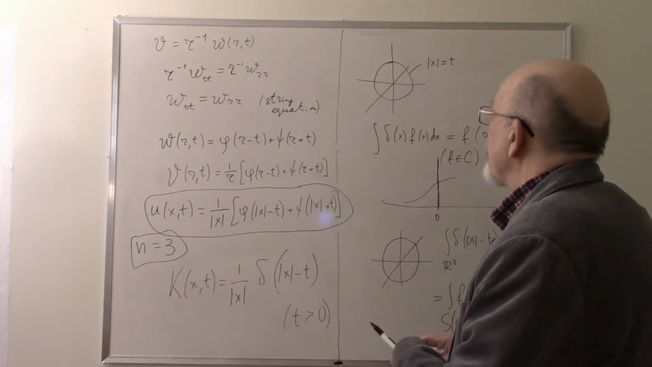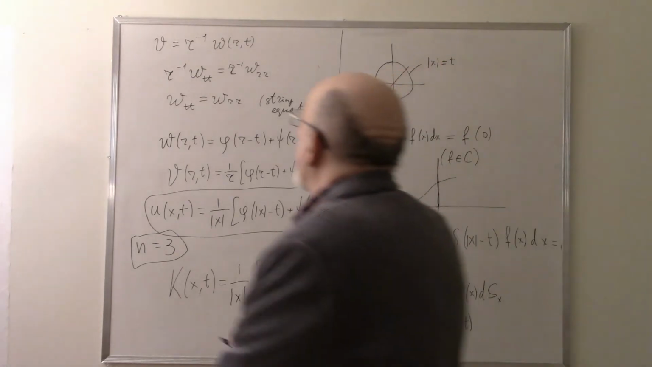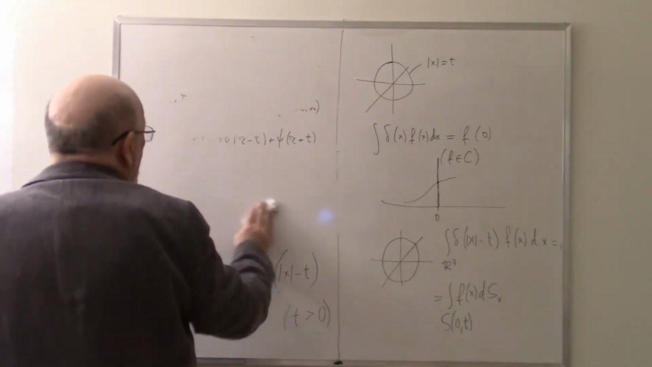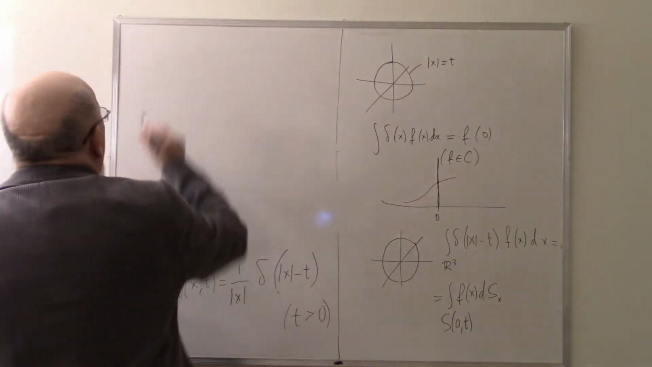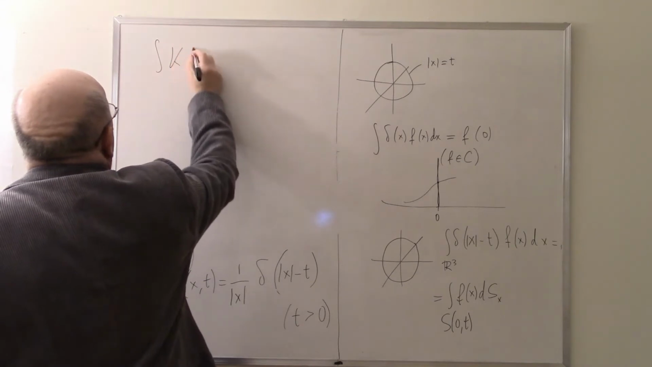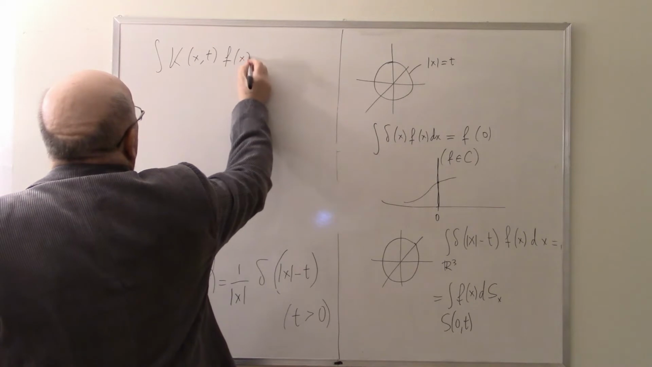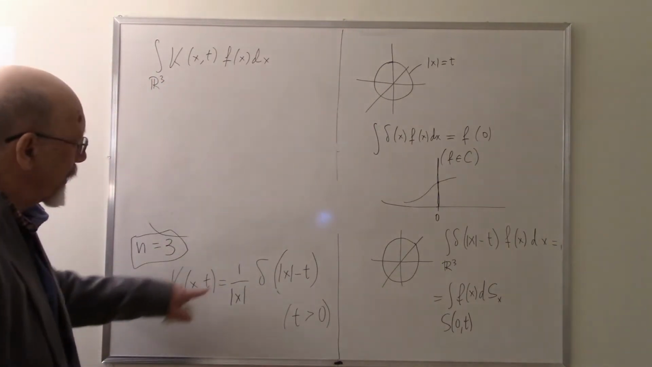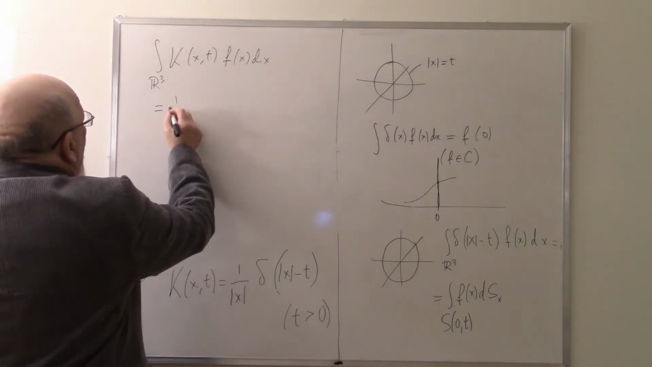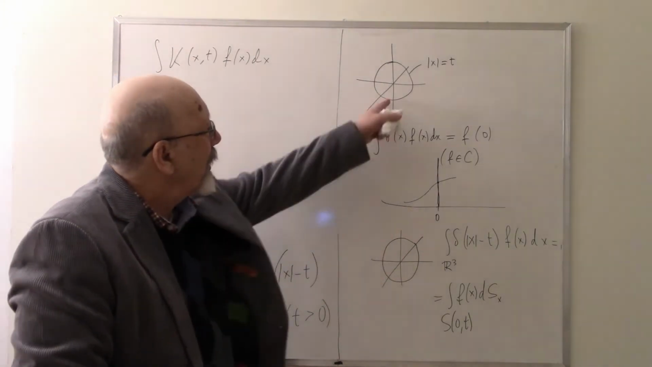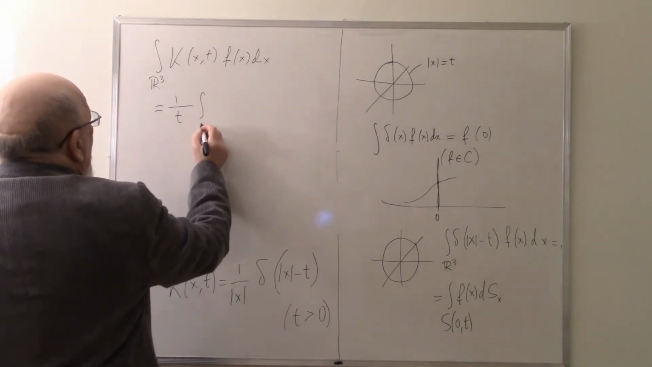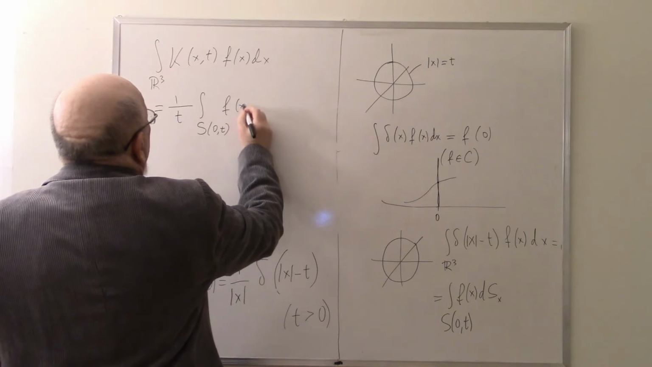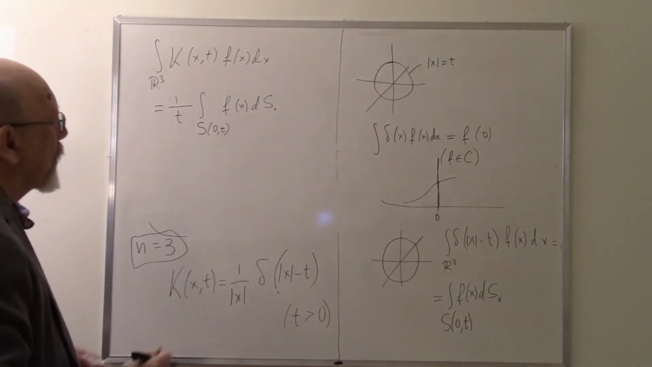Again, the integral of k of x t, f of x dx over R3. k of x t is 1 over module x, but on the sphere module x equals t, so it is 1 over t times the integral over the sphere of radius t of f of x dsx. So we integrate it over the sphere.